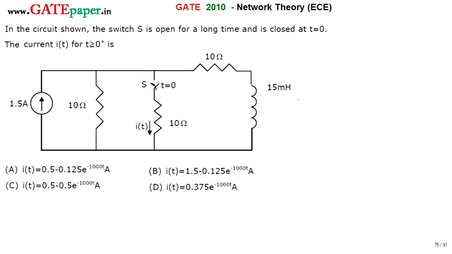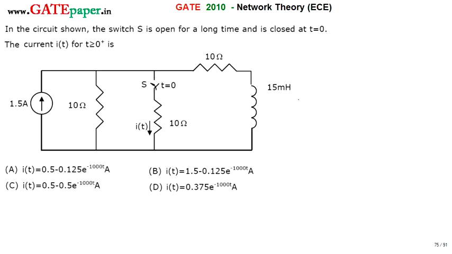Hello, we are discussing the GATE 2010 ECE paper. In the circuit shown, the switch S is open for a long time and is closed at t equal to 0. Find the current I of t for t greater than or equal to 0 plus. That is, you are going to find the expression for I of t for any time t.